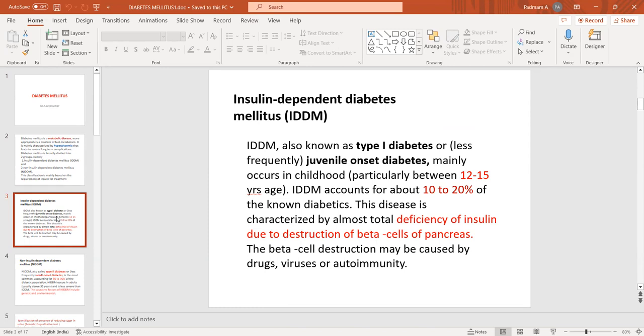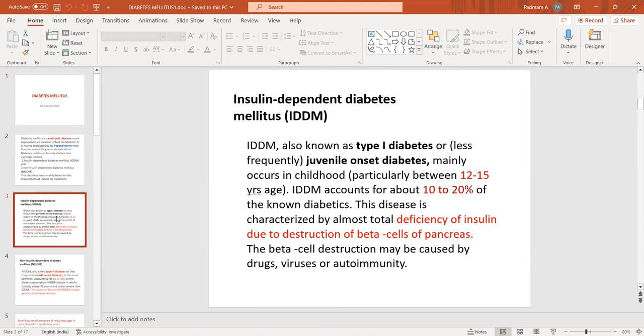Insulin-dependent diabetes mellitus is otherwise known as type 1 diabetes mellitus, which is less frequent. It is otherwise called juvenile onset diabetes, which mainly occurs in childhood, particularly between the ages of 12 to 15 years. It accounts for about 10 to 20% of the diabetic population.